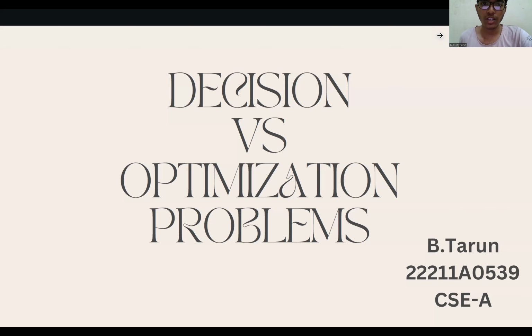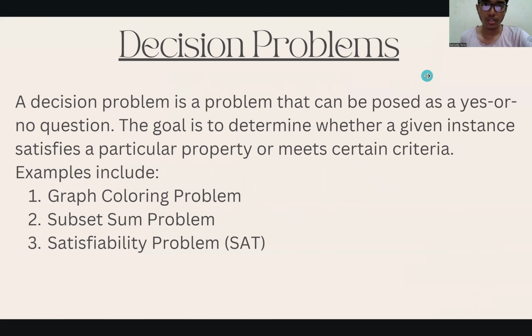In this video I'm going to explain about decision versus optimization problems. So what are decision problems? These are problems which have a solution in only two forms: yes or no. If there is a solution to the given decision problem, then we have to return yes. And if there is no solution to that decision problem, then we have to return no.